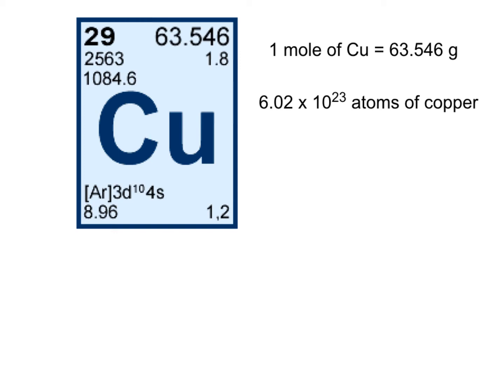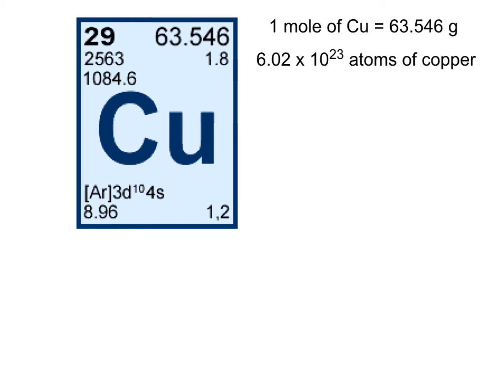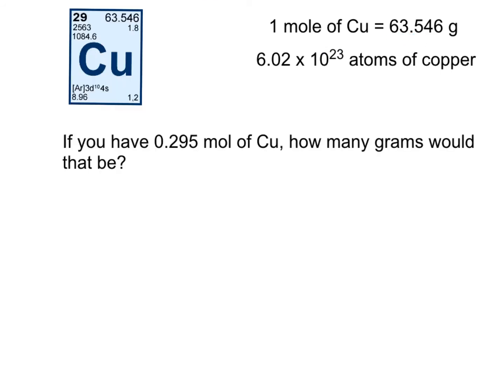And in chemistry, we find that it's necessary very frequently to be able to convert between moles and mass of a given element. For example, we know if 1 mole of copper is 63.546 grams, then 2 moles of copper is going to have a mass that's double that. Or if we had half a mole of copper, its mass would be half of that of a mole. Of course, we don't always deal with nice round numbers like that. So what if we have 0.295 moles of copper? How many grams would that be?